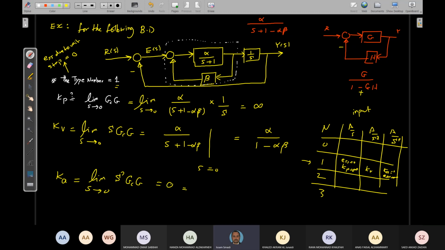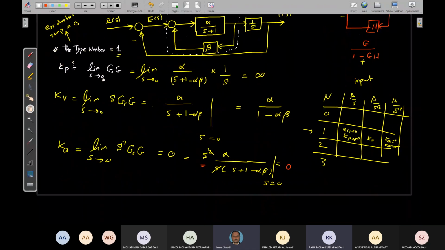Should I evaluate it for you? It will equal S square alpha over S plus 1 minus alpha beta. Now, according to the Pacman theory, this will eat that one. And I'm evaluating at S equal to what? 0. So simply, this is multiplication, so this will equal 0, correct? Yes, doctor.